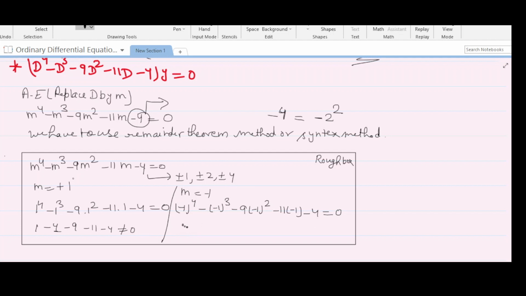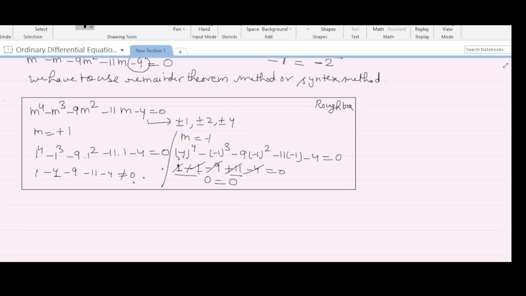Okay, so minus 1 to the power 4 is 1, minus 1 cube is minus 1, minus minus will be plus, minus 1 square will be plus 1, minus 9, minus 11 minus 1 plus 11 and that will be minus 4. That should be equal to 0. Let's see, 1 plus 1 is 2, 11 plus 2 is 13, 9 plus 4 is 13, everything will be cancelled out. Okay, and here we will have 0 equal to 0. So this is our rough work.